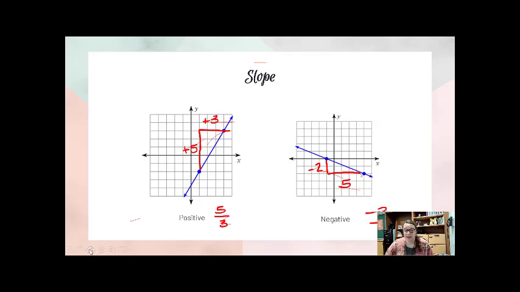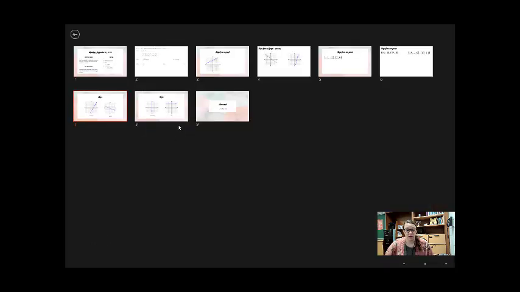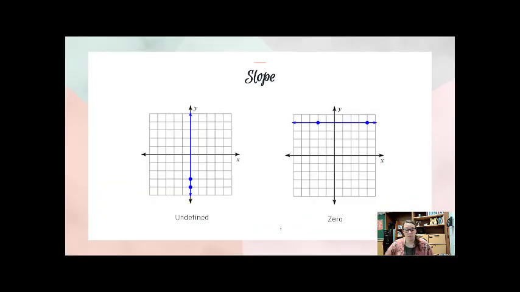All right, let's look at the last two, which is undefined and zero slope. Undefined slope is one that goes straight up and down, and zero slope is one that goes straight left and right. Let's see why that happens. Here's the deal. If you try to draw a slope triangle between these two points, you can't. There's no triangle I can make.